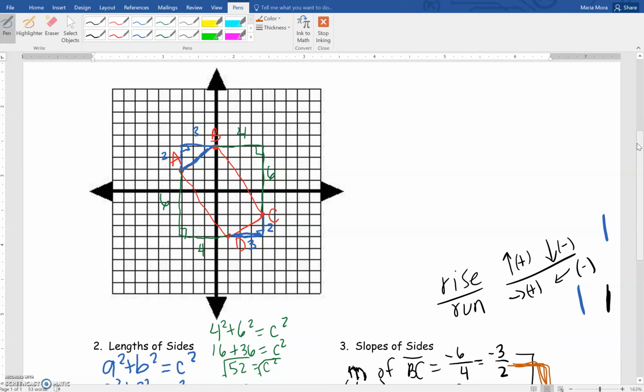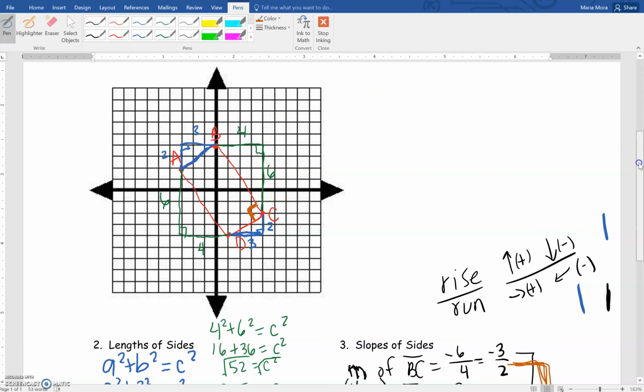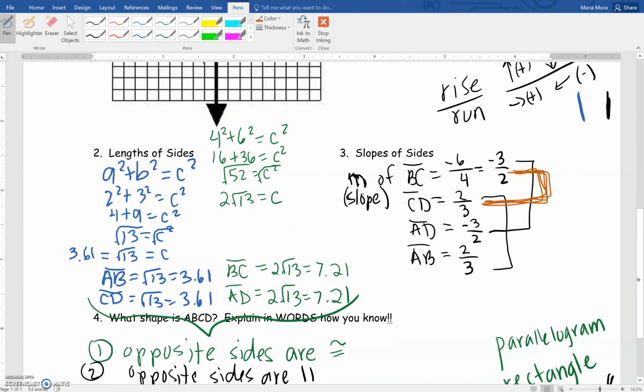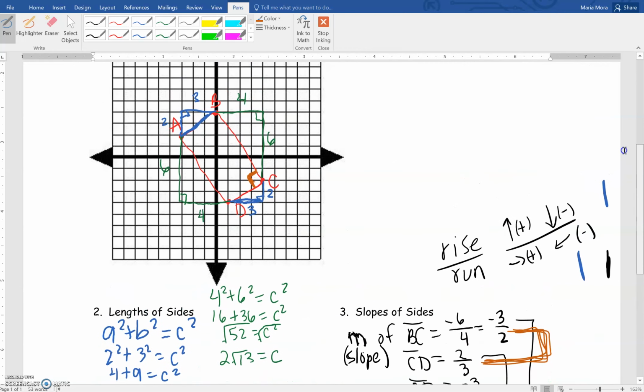So what happens when two lines are perpendicular? They're forming 90-degree angles. And that should be the same for the rest. Let's see. I want to see if CD and AD, since they're adjacent sides, have slopes that are opposite reciprocals. And that's AD and CD. Notice how these are opposite reciprocals. So yes, they'll form 90-degree angles.